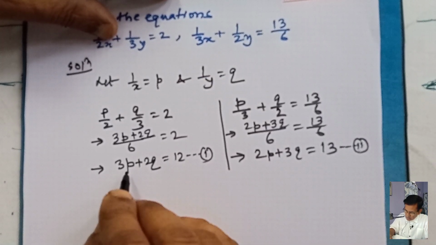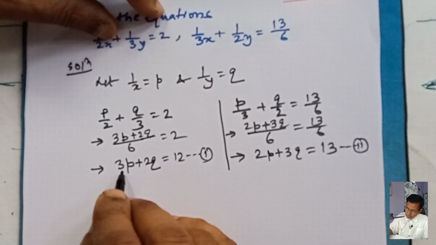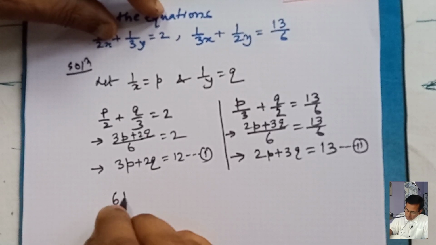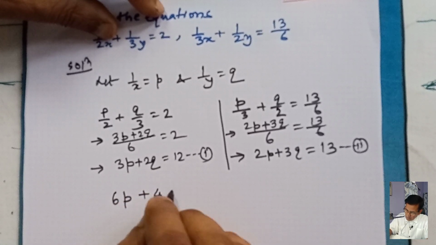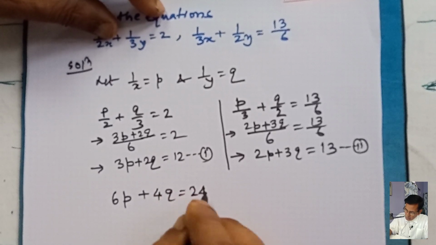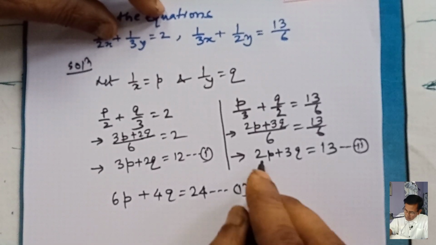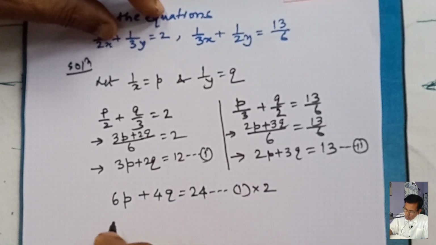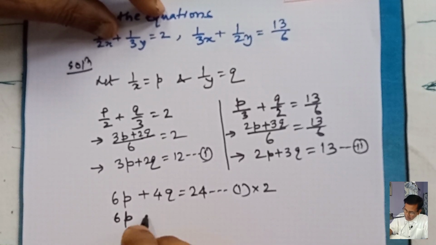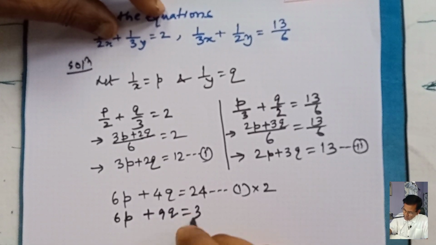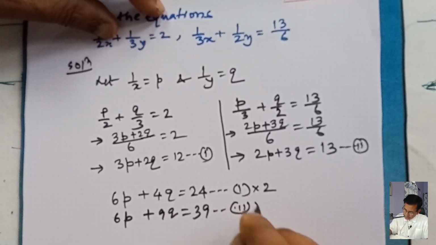Equation number 1 we will multiply both sides by 2. So 6P plus 4Q is equal to 24. This is equation number 1 into 2. And this equation will multiply by 3. So 6P plus 9Q is equal to 39. This is equation number 2 into 3.